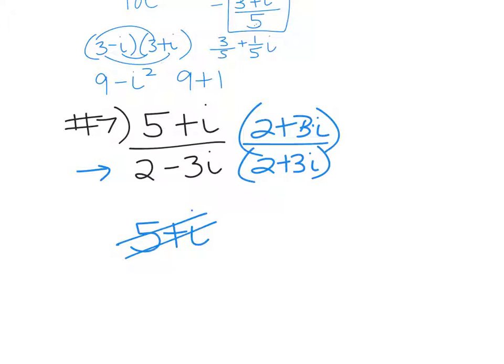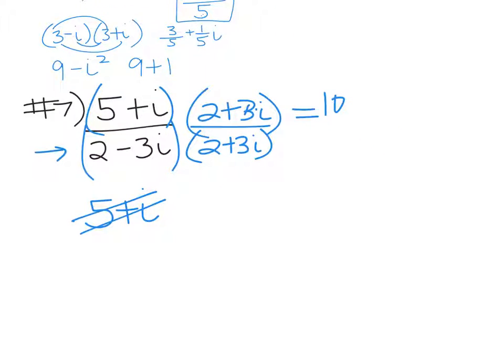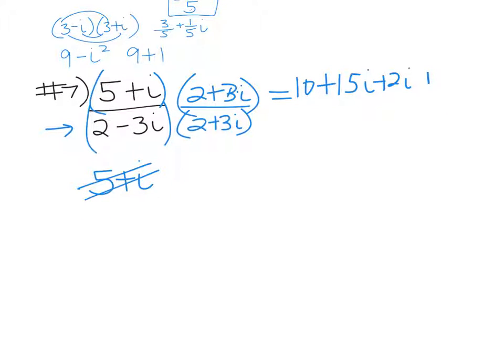Okay, so let's go ahead and FOIL this out. 10. Outside is 15i. Hopefully you kind of started this already. And then plus 2i. And then plus 3i squared. All right, so that's the numerator.